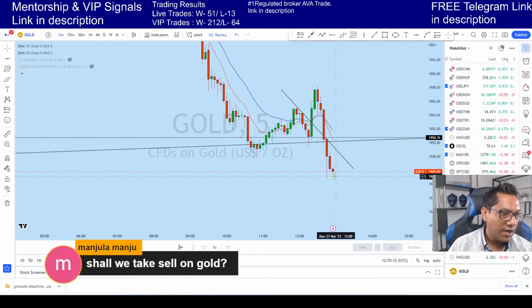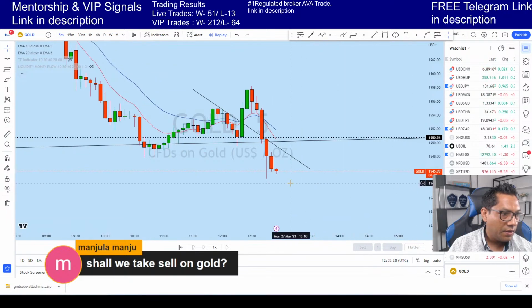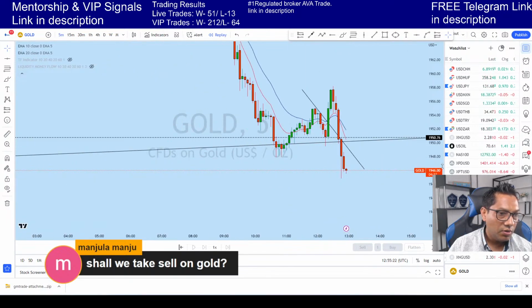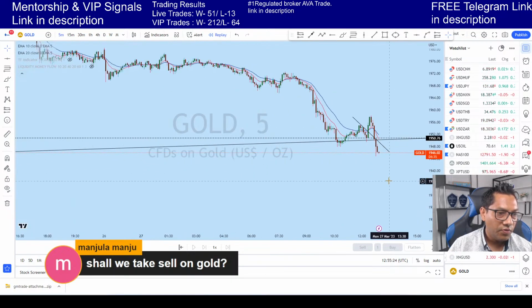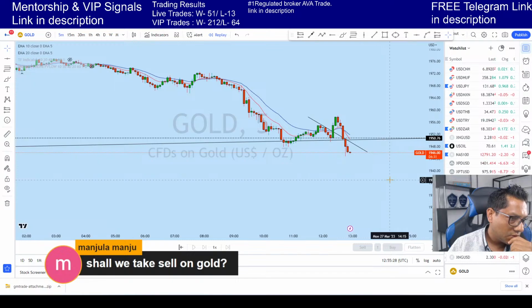Now you can see this candle has closed on the 5 minute, which is a middleman. Okay, and I think it will have another drop. The way it has formed is very bearish here. Need an entry, guys.